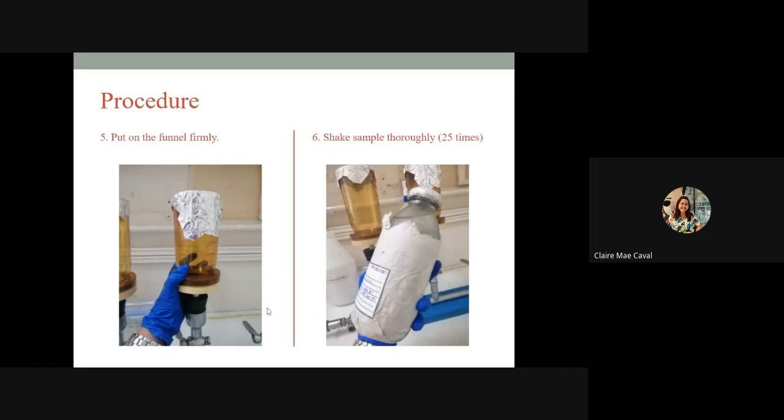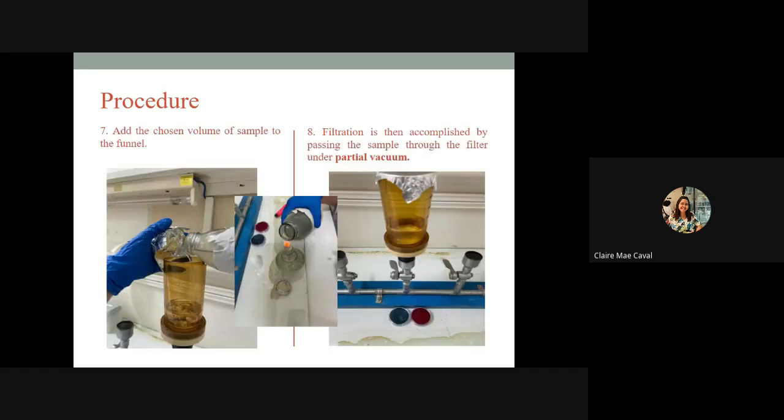That is why water samplers should collect the water sample only up to the neck portion to give space to allow proper mixing of the sample, to allow uniform distribution of the bacteria in water. So again, shake the sample thoroughly 25 times and then you pour the sample into the funnel. The volume should be 100 ml per parameter. So meaning 100 ml for total coliform and 100 ml for fecal coliform.